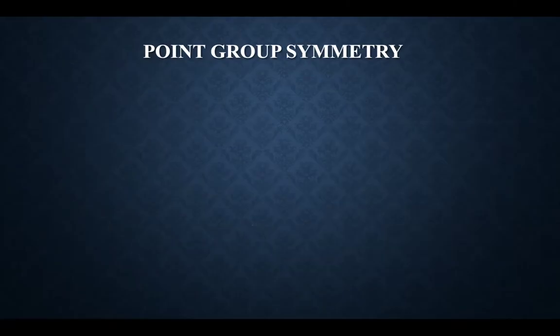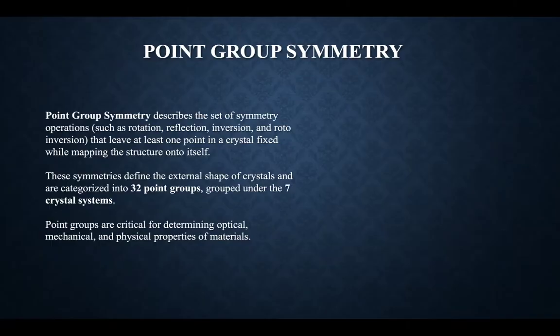So next we move on to point group symmetry. It describes the set of symmetry operations such as rotations, reflection, inversion, and roto-inversion that leave at least one point in a crystal fixed while mapping the structure onto itself. Which means if we consider one unit cell or crystal structure, we fix one particular point, and whatever symmetry goes on through that crystal comes under point group symmetry.